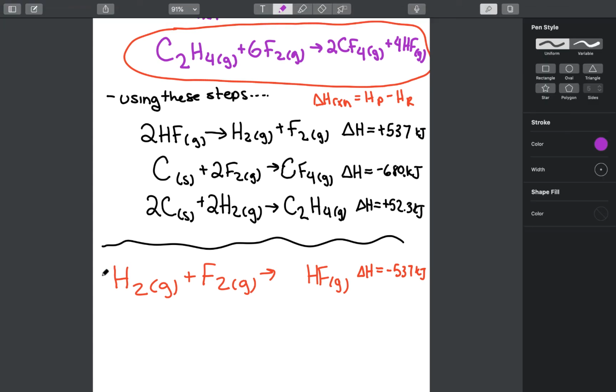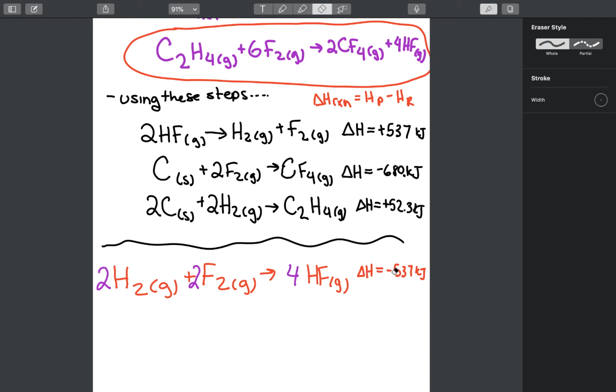So when we multiply the whole thing by 2, we get 2 H2s, 2 F2s, and then 4 HFs, because this used to be 2 in front of this. So how does this affect our delta H value? Well, it affects it by multiplying our delta H value by 2, because remember that delta H is dependent on the amount of material you also have. So therefore, our delta H value goes from negative 537 kilojoules to negative 1074.